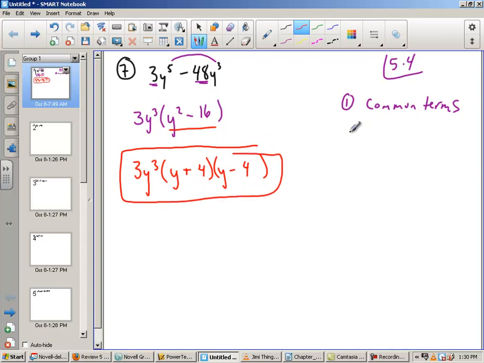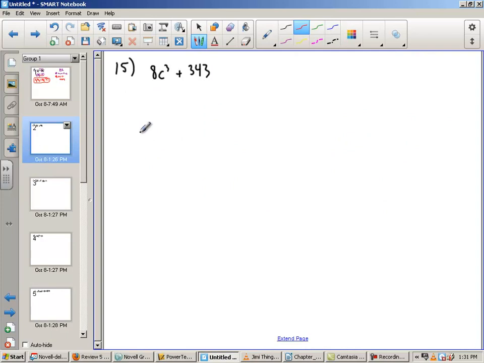So there's number 7. Again, first thing is take out common terms. Once that's done, check factoring, and you want to check for the factoring that you've done since day 1 first and see if that works out. If not, we go to other methods, but this looks pretty straightforward. So number 15, we would look to see if these divide evenly. They don't. 343 is only divisible by 7 and 8 is only divisible by 8, 2, and 4.